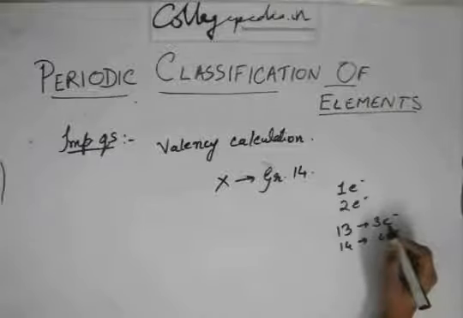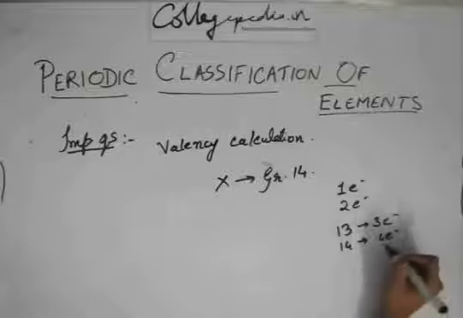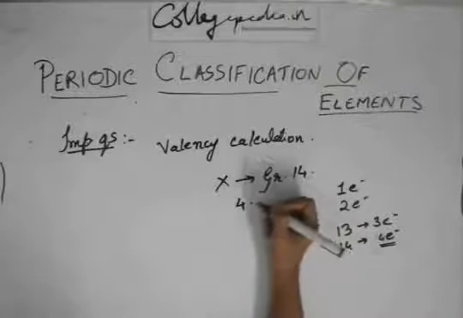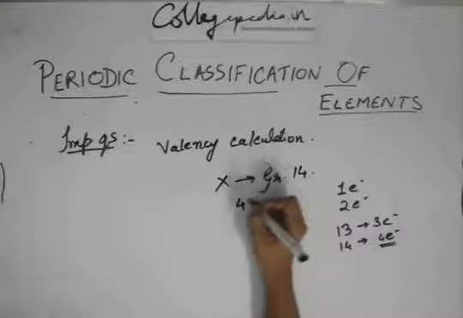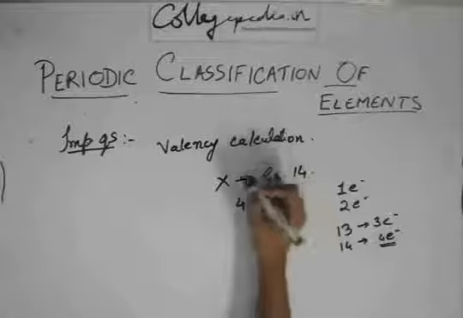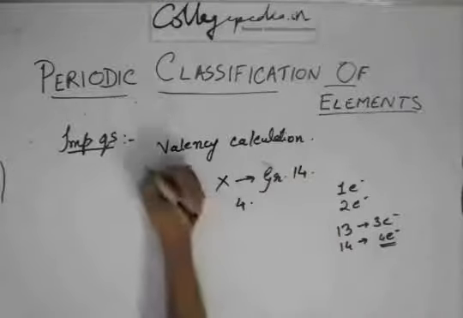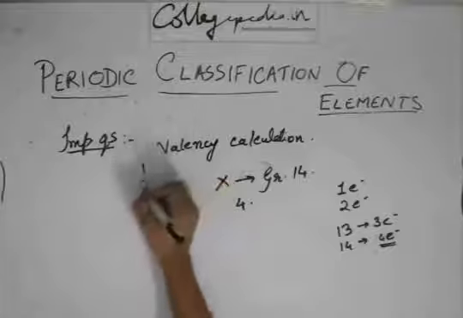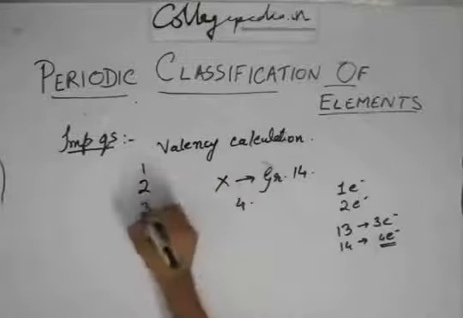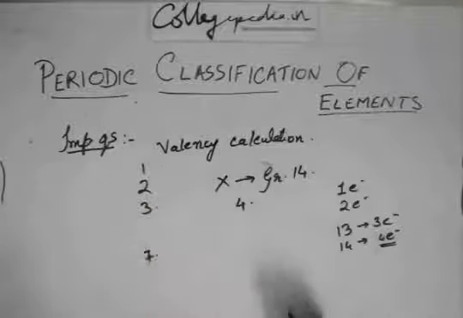And so group 14 will have 4 electrons, and if it has 4 electrons, its valency would be 4. Simple. And then they'll give you the period number and ask how many shells it has. So period 1 will have 1 shell, period 2 will have 2 shells. This has no restriction. Period 3 will have 3 shells, and so on till period 7 will have 7 shells.